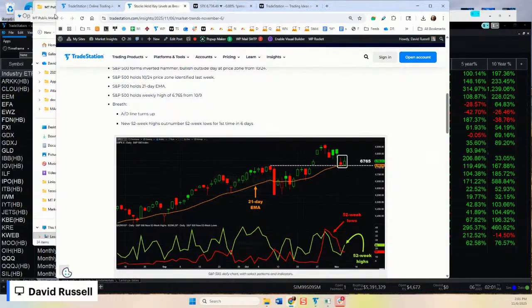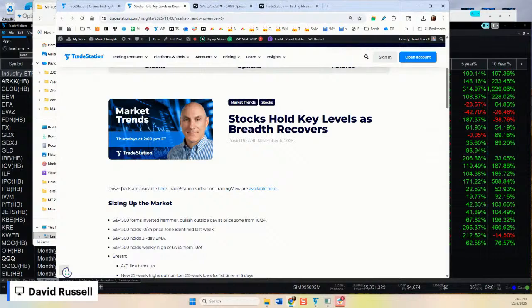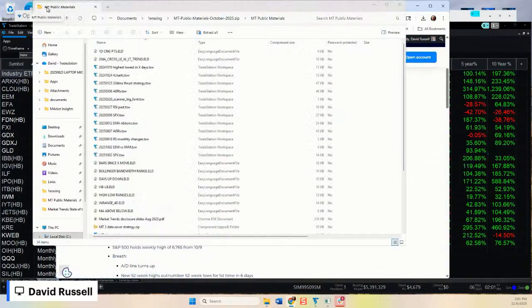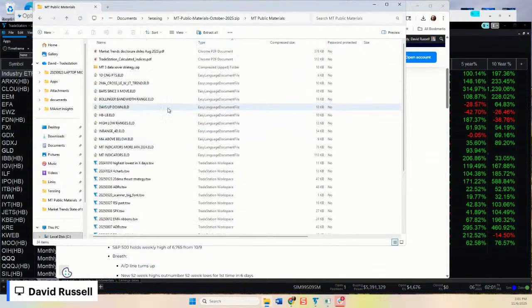First, at the top of this blog, we always have downloads available here. This is a zip file, and we'll quickly remind people how to use it. This is what the zip file looks like. It has a series of ELDs in it, which are EasyLanguage documents. They have this green look to them. If you have TradeStation installed, your computer should recognize them, and then you can import these.